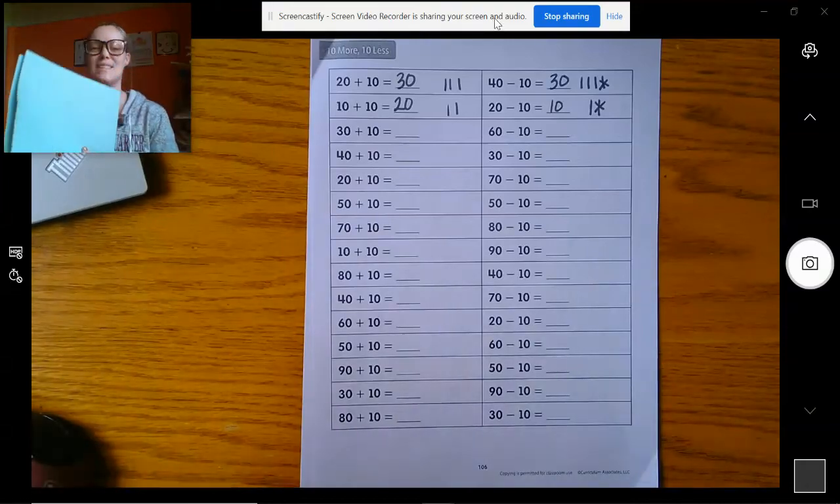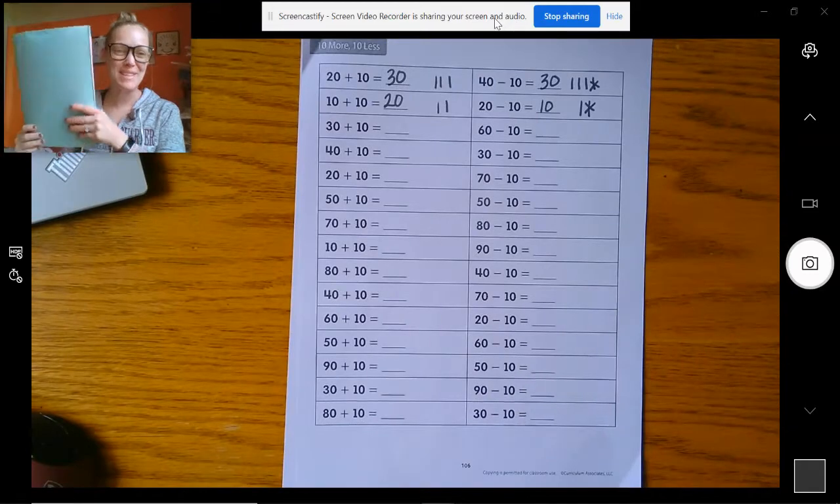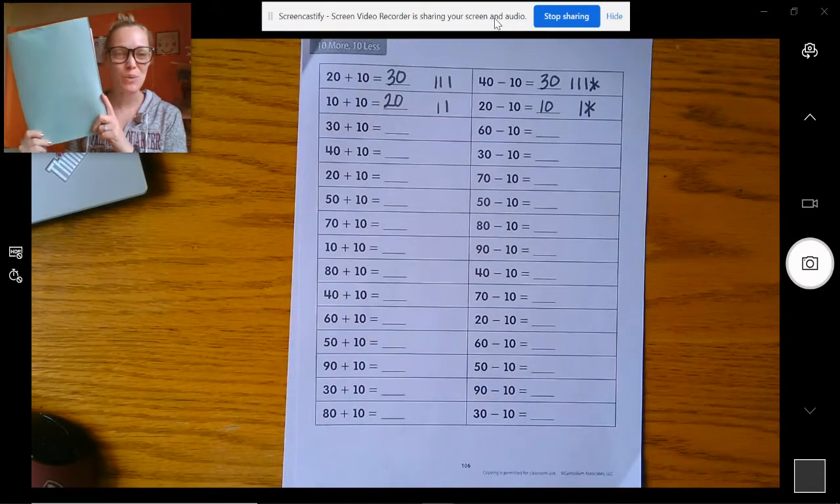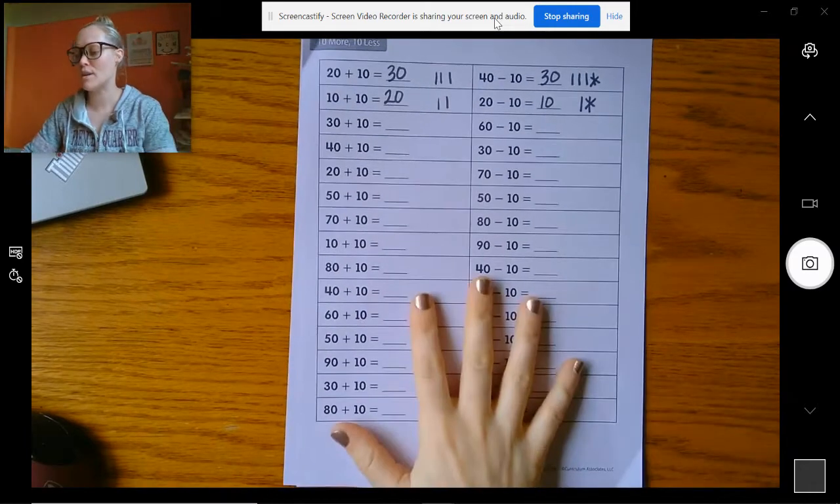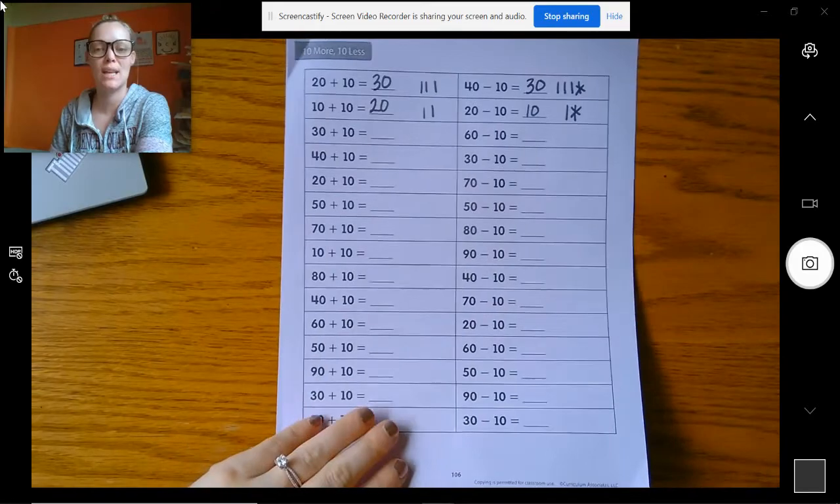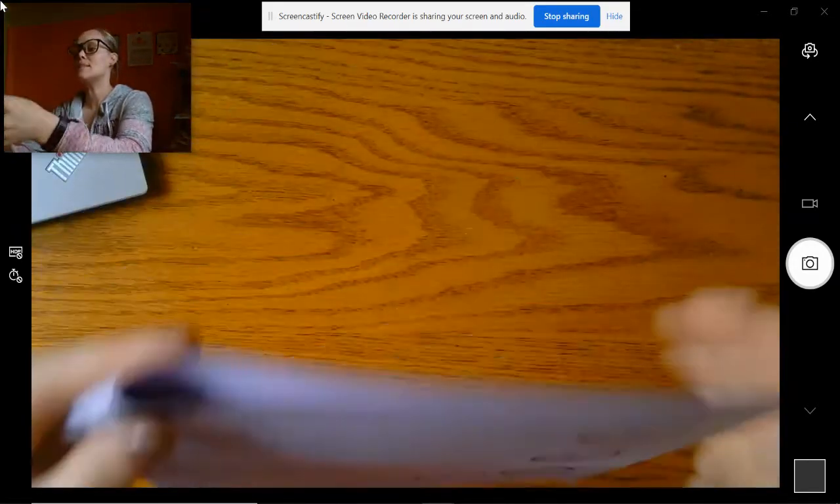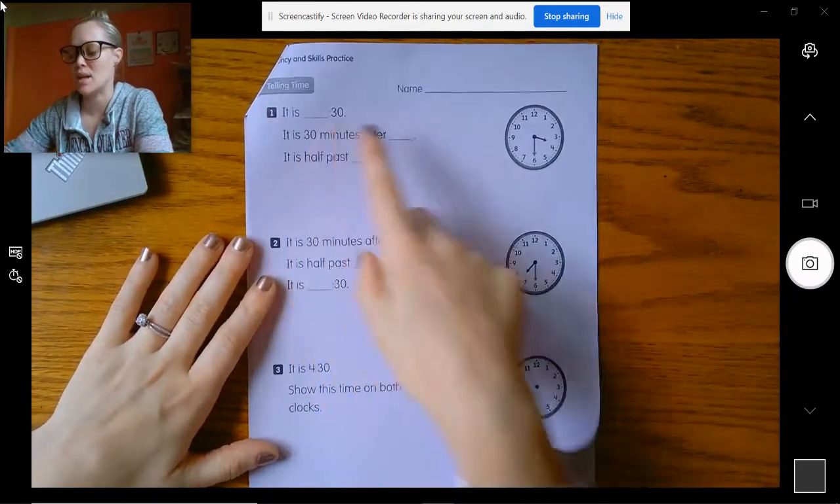Hi, boys and girls. Today we are going to be working out of our purple fluency packet that I got out of my green math folder. We have already done adding our 10s and taking away 10, so 10 more, 10 less. Today we are going to be on the next page, which is telling time.